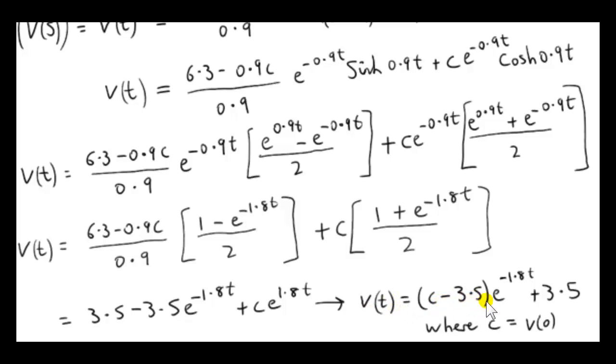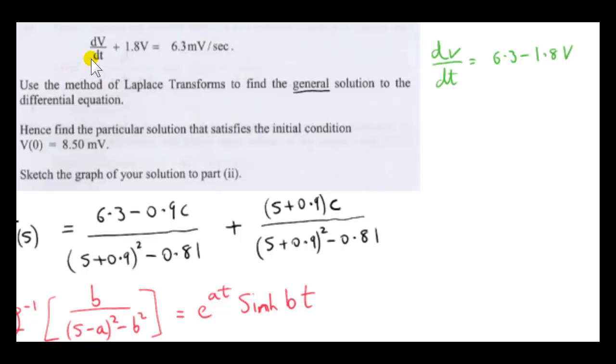Little v of t is c minus 3.5 e to the minus 1.8 t plus 3.5, where c is the value of little v at t equals 0. Of course, we could have solved this equation much more easily by using a substitution method. We could have written it like this and replaced this expression here with a single variable. We could call it p or something, and we could work from there. We also see that this is a linear first order differential equation. We could use an integrating factor method to solve it.